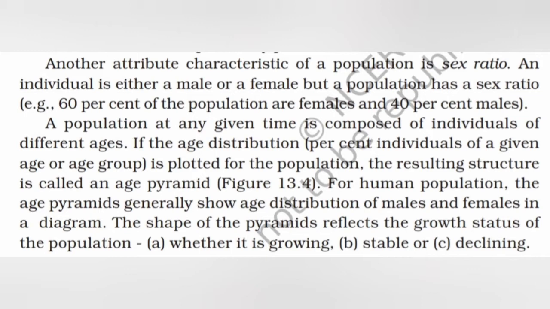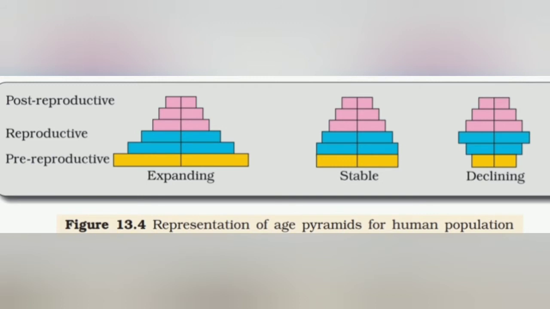A population at any given time is composed of individuals of different ages. If the age distribution, that is percent individuals of a given age group, is plotted for the population, the resulting structure is called an age pyramid. For human population, the age pyramid generally shows age distribution of males and females in a diagram. The shape of the pyramid reflects the growth status of the population, whether it is growing, stable, or declining.